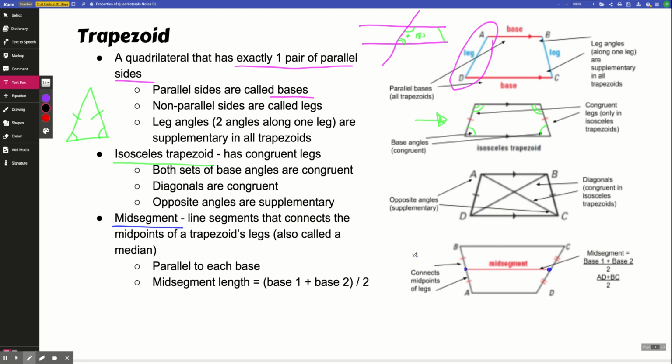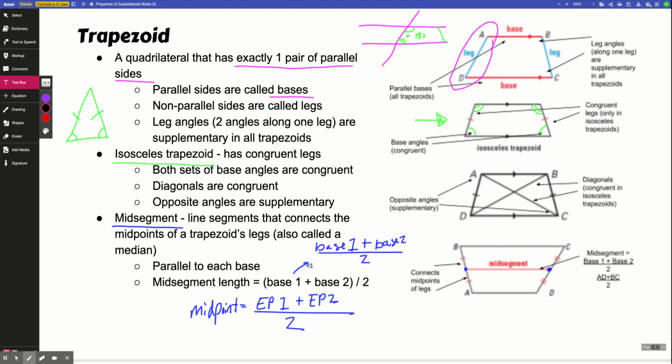So the same way that we would calculate a midpoint by adding the endpoints, remember, we would do endpoint 1 plus endpoint 2, and then cut that in half, if we wanted to find a midpoint. For a mid-segment, it's the exact same thing, except you're just going to add the base lengths instead of the endpoints. So base 1 plus base 2 divided by 2. Same idea.